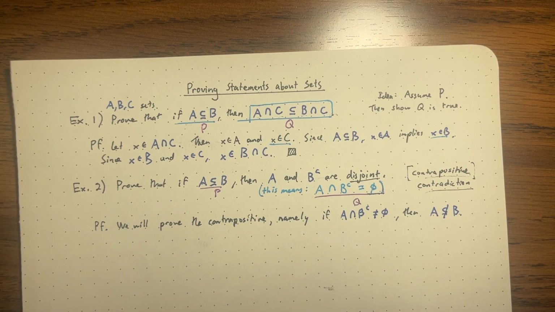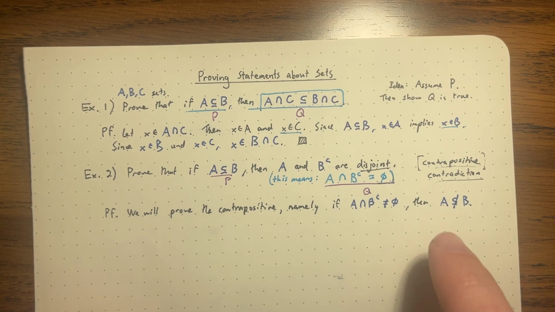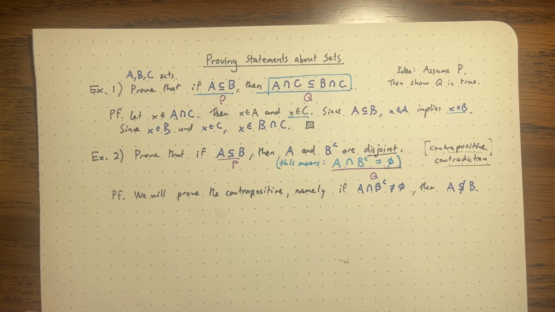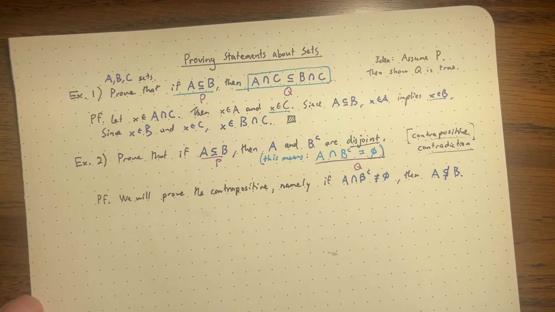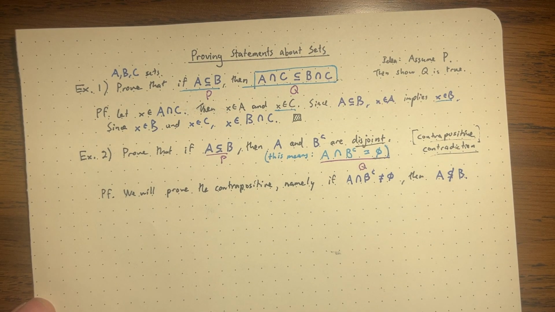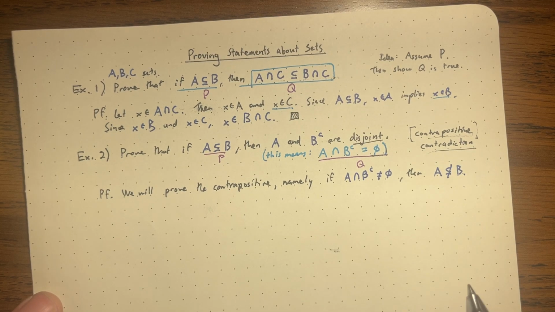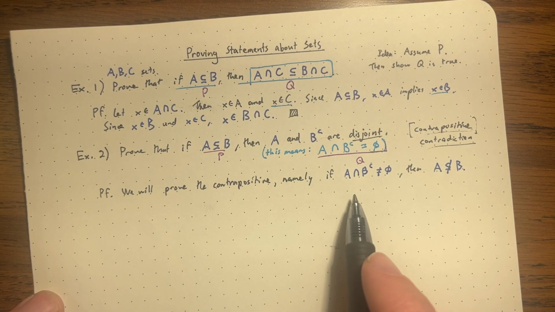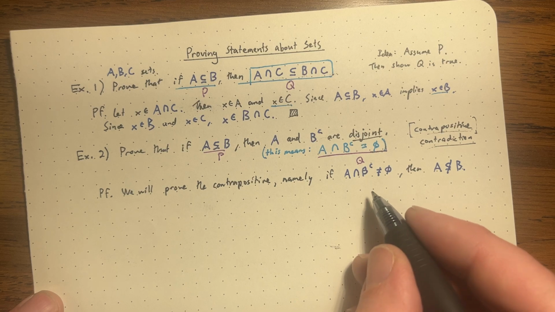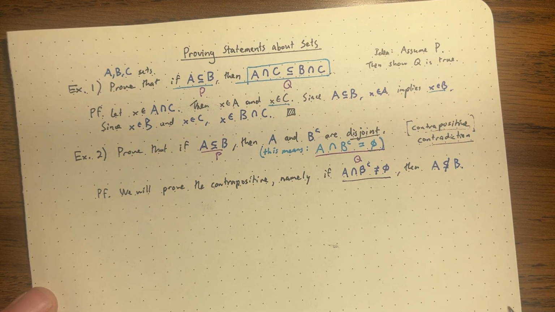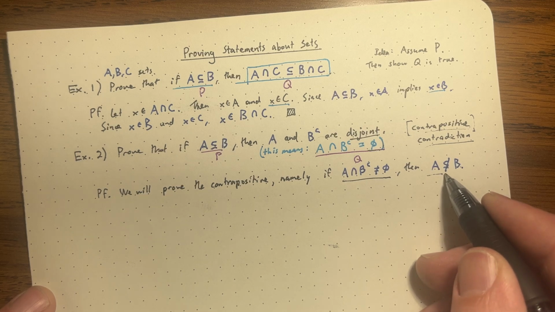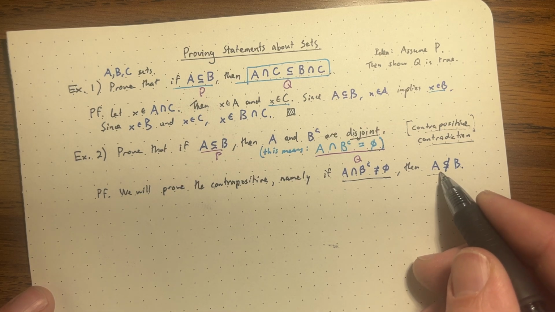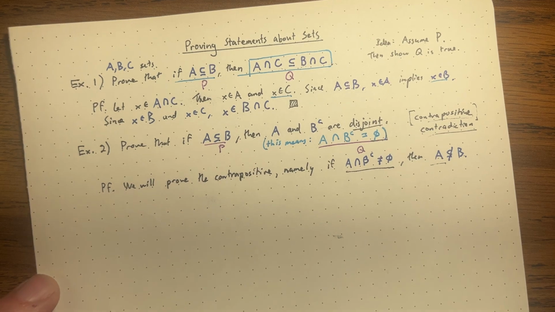In other words, there are things in A that are not in B. There's at least one thing in A that's not in B. That's what it means to not be contained. Great. So that's what we have to do. So how do we proceed? Well, this is what we're assuming. So we assume that, and then we want to take an element in A and show that it's not in B. Right?